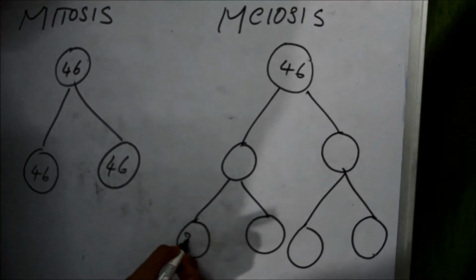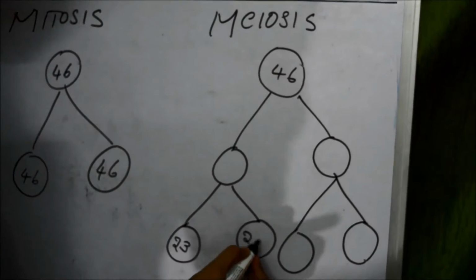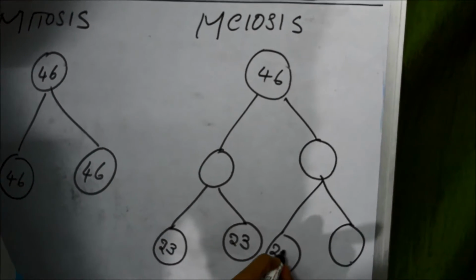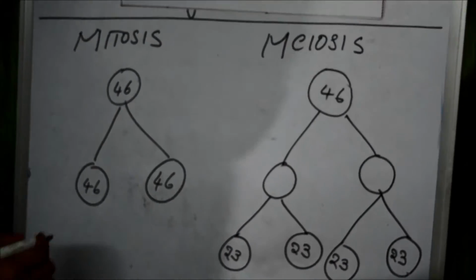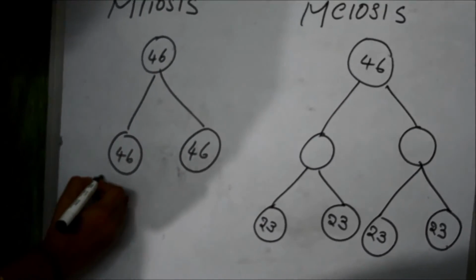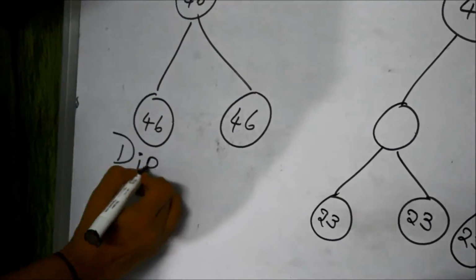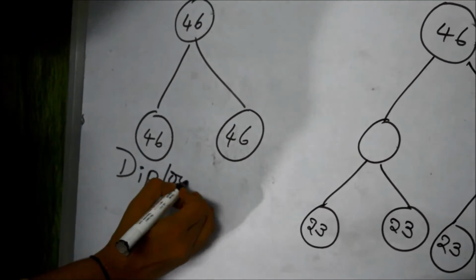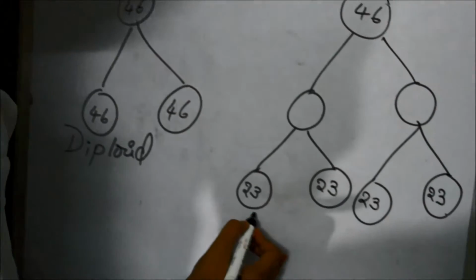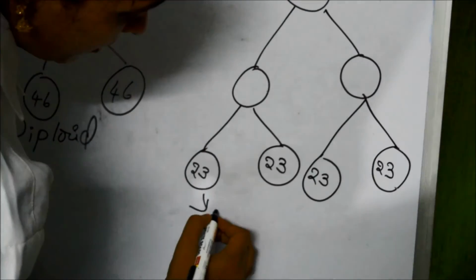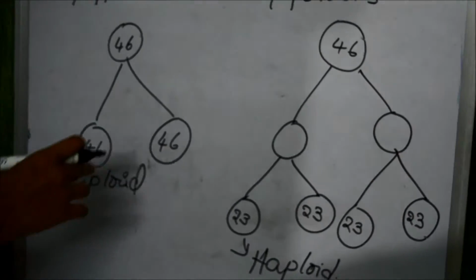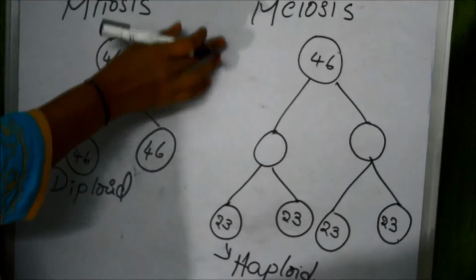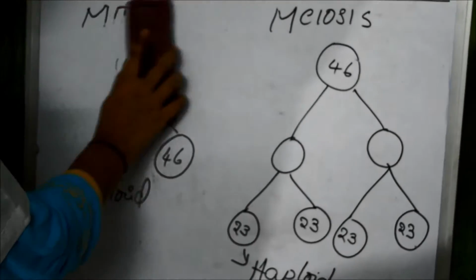A cell with two sets of chromosomes is called a diploid cell. A cell with a single set of chromosomes is called a haploid cell. For example, the daughter cells of mitosis we can call diploid cells, and the daughter cells of meiosis we can call haploid cells. These are the major differences between mitosis and meiosis that we can see in the daughter cells. Now let us see about mitosis.